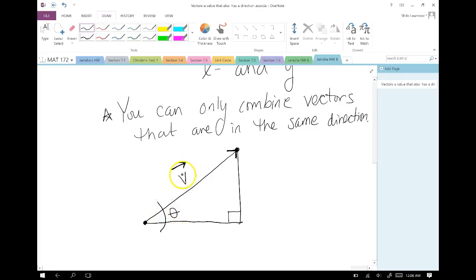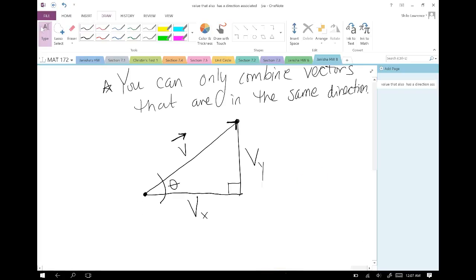And what we want to do so that we can do calculations with this vector is break it up into how much horizontal movement is inside of it and how much vertical movement is inside of it. And that is exactly what these two legs are. And we call that V sub x because it matches up with the x-axis, which is horizontal, and V sub y because it's vertical, matches up with the y-axis. Those are our components.